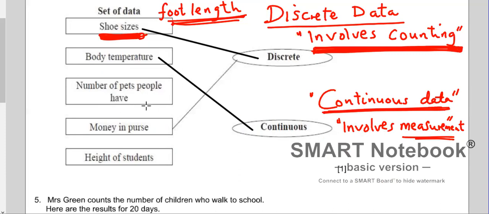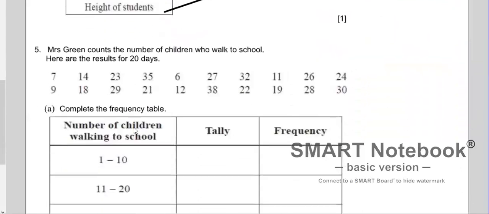Number of pets people have, that you need to just count. How many pets people have, you need to count. Money in the purse, money in the wallet, this is simply discrete. You need to count how much money is there in your wallet or in your purse. So that is discrete, and it was given as an example. Height of students, you have to do measurements in order to recognize the height of the students you have in your class, for example.